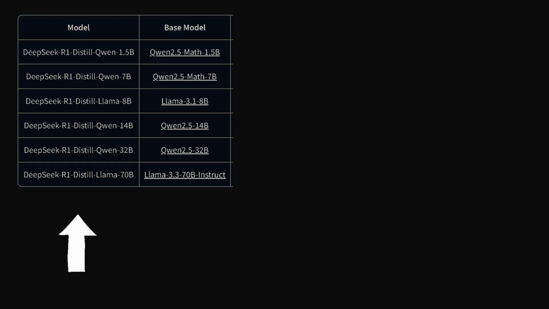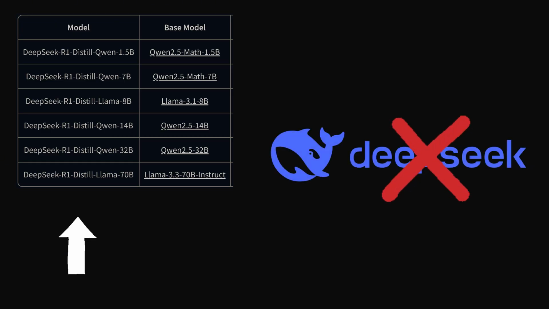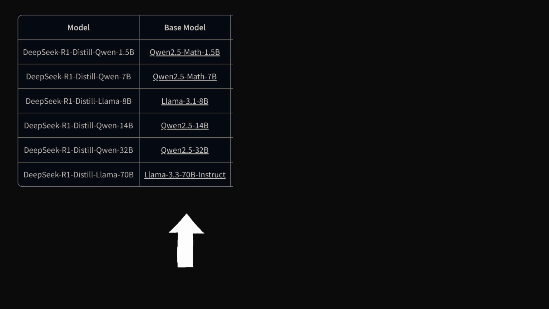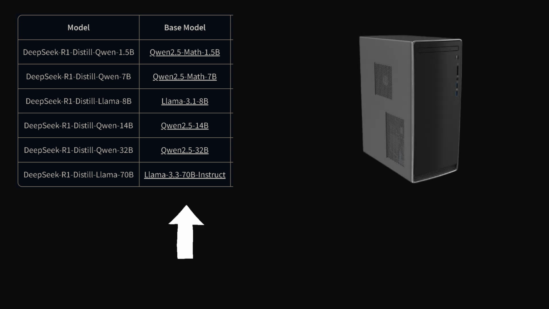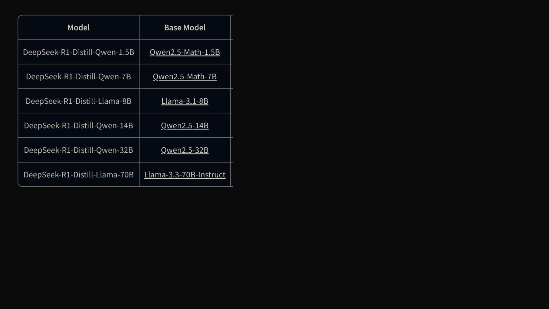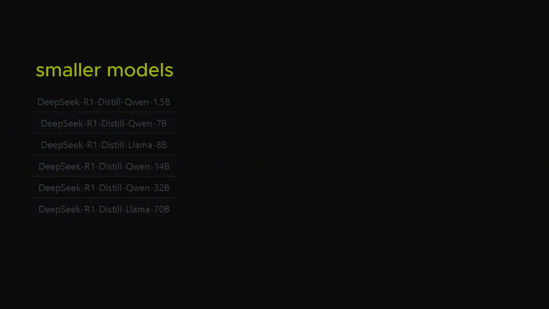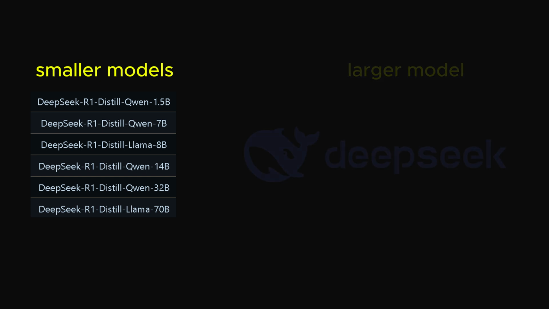Distilled models are not smaller versions of DeepSeek R1 like those created through quantization. Instead, they are entirely different models built to run on hardware that can't handle the full DeepSeek R1 model. Instead of shrinking DeepSeek R1 itself, these models are created using a process called knowledge distillation. A smaller model is trained to learn from a larger one.